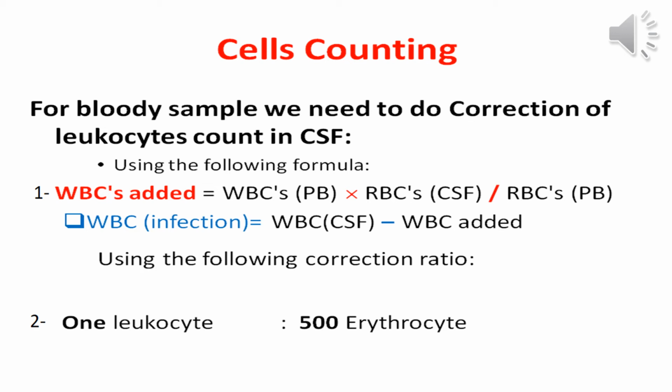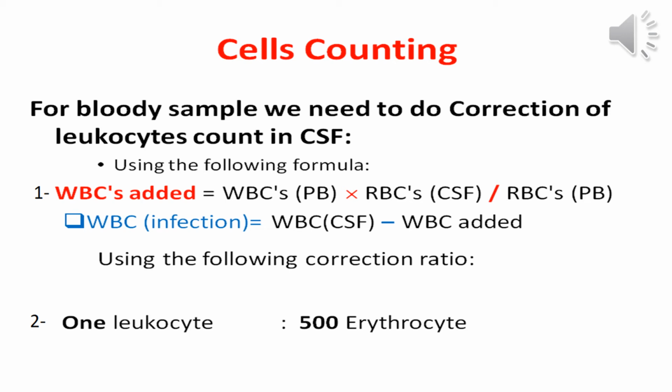So from the CBC you can know the number of white BC in peripheral blood, and the number of RBC in the peripheral blood. So when using this formula, you know the white BC added. For example, if you count 100 cells of white BC in the CSF sample, after mixing and making the dilution, but the sample is bloody, these 100 cells of white BC do not represent the infection. We need to know the white BC added.